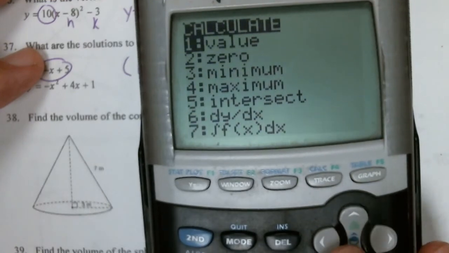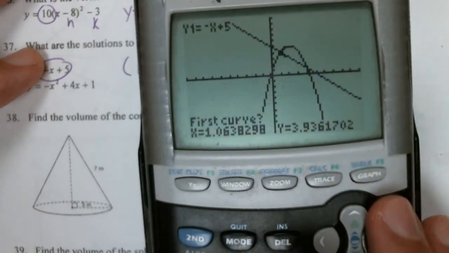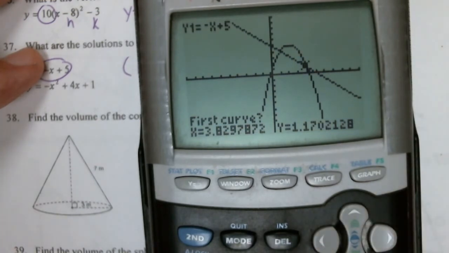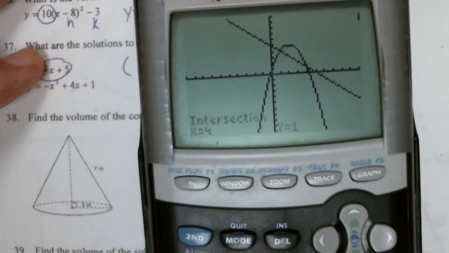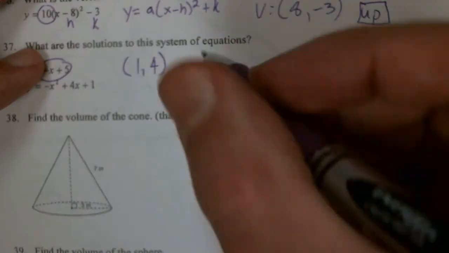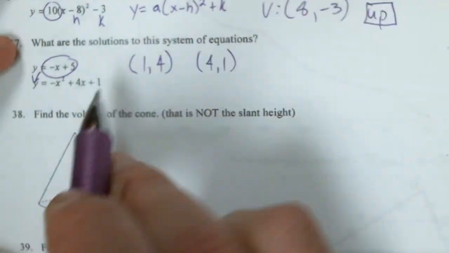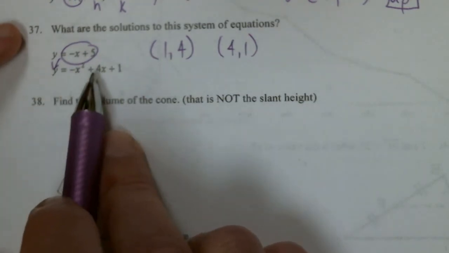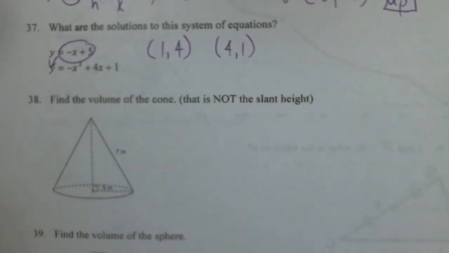Second, calc, intersection. Now I need Mr. Spidey on the second intersection. That's good right there. That's close enough. Press enter 1, 2, 3 times. There's my other intersection, 4, 1. Isn't that a lot easier, guys, than setting these two equal to each other and then solving the quadratic by hand? So much easier.